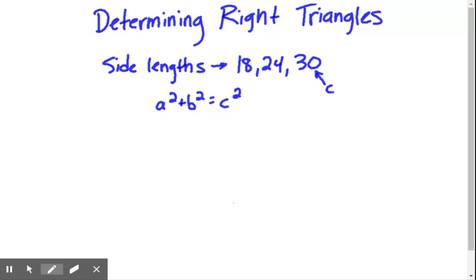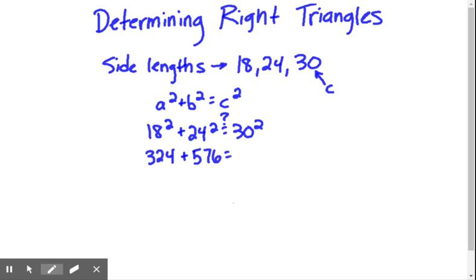So all we need to do is plug in our side lengths, A, B, and C, and see if we get a true statement. So we're basically asking, is 18 squared plus 24 squared equal to 30 squared? Let's find out. 18 squared is going to give us 324. 24 squared is 576. 30 squared is 900. So is 324 plus 576 equal to 900? The answer to that question is yes, it is.